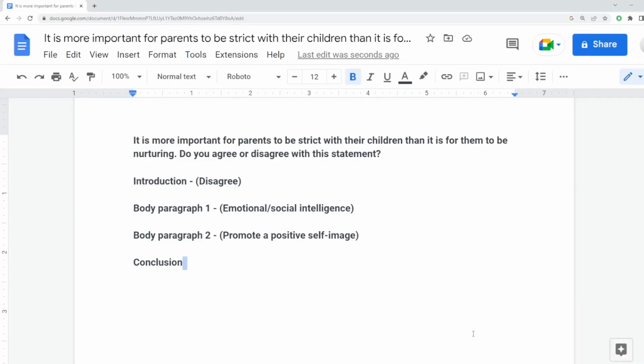Today we are going to write a Task 2 essay in response to this essay question. I will read the question to you now. It is more important for parents to be strict with their children than it is for them to be nurturing. Do you agree or disagree with this statement? And I'll just give you a moment to read the question again to yourself.